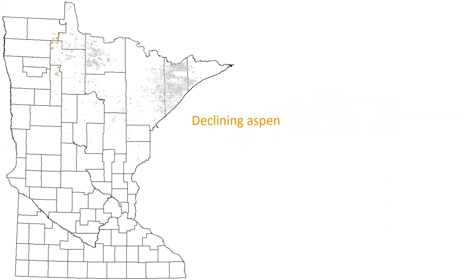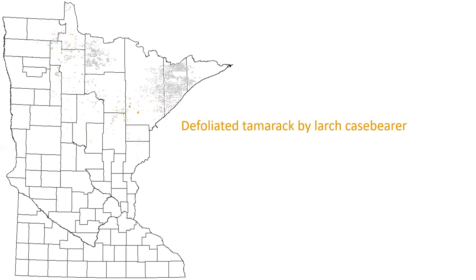There are a few areas of declining aspen that we map every year. Minnesota has a tremendous amount of aspen. So we map a lot of areas with aspen decline, dieback of aspen. That's like 30,000 acres.